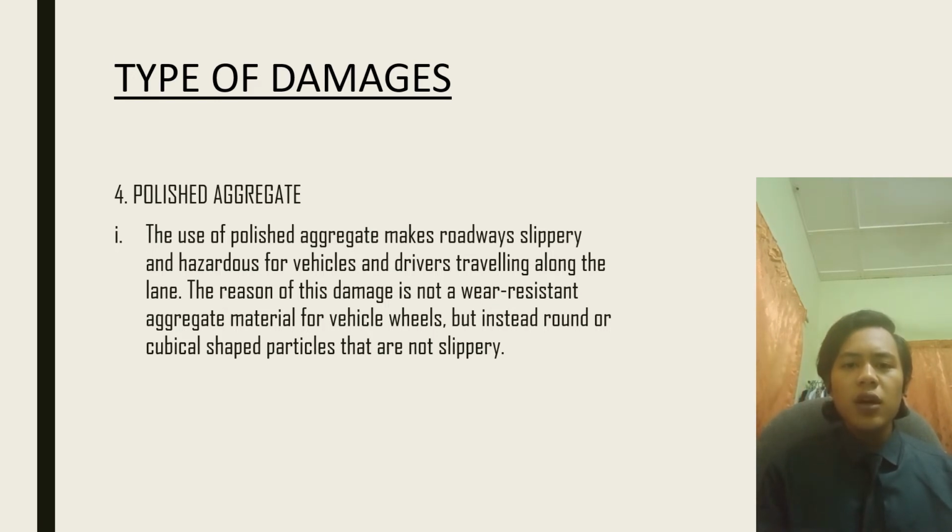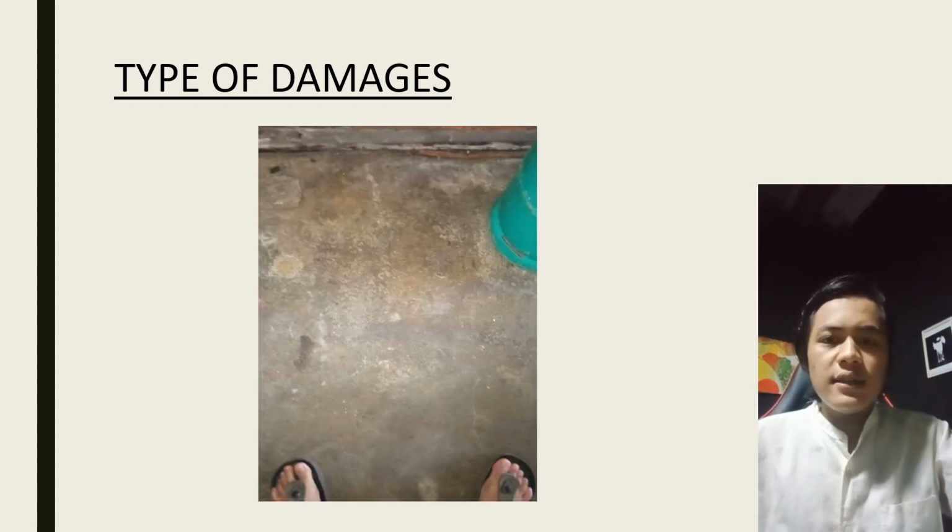Okay, the use of polished aggregate makes a road slippery and hazardous for wheelchairs and drivers traveling along the lane. The reason for this damage is aggregate material that is not wear-resistant for wheelchair wheels, but instead has round or chemical-shaped particles that are slippery. This is an example of a polished aggregate.